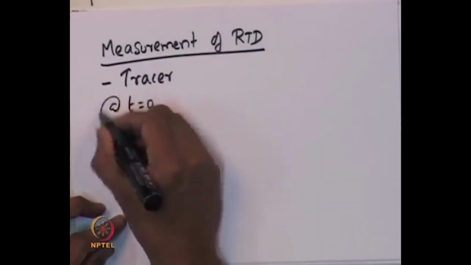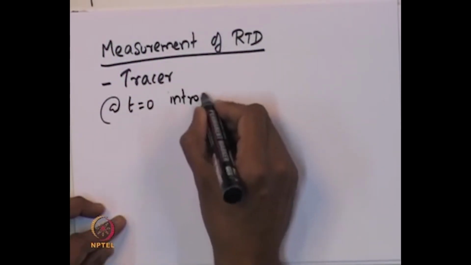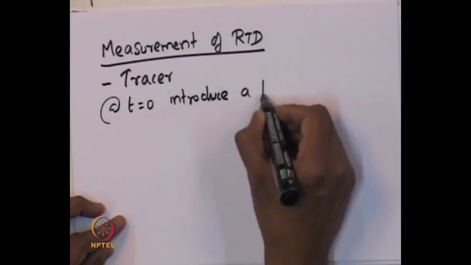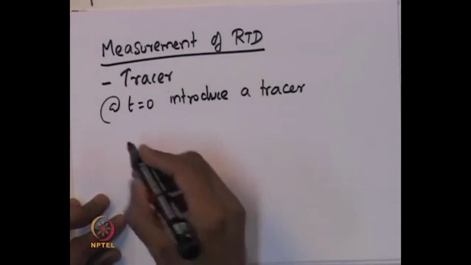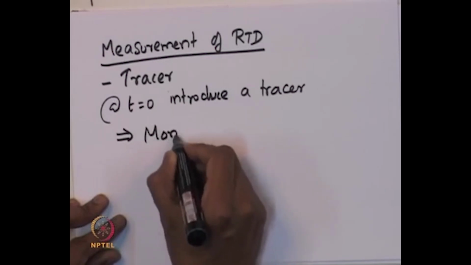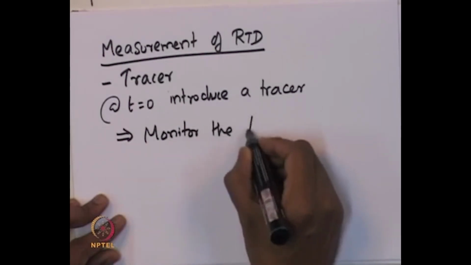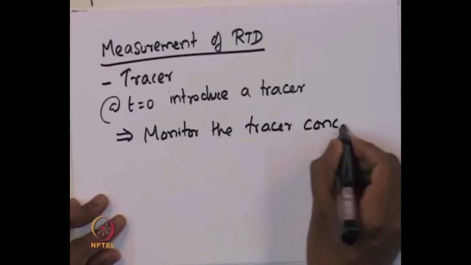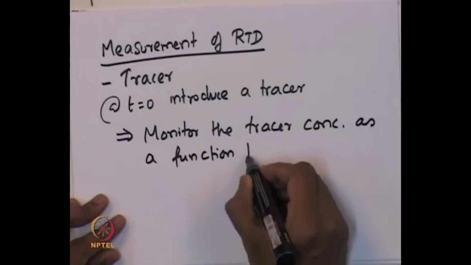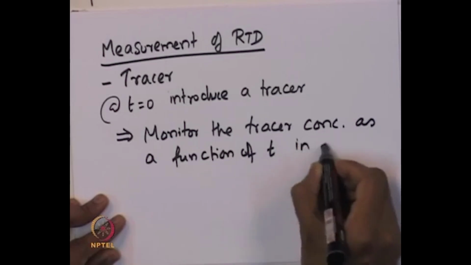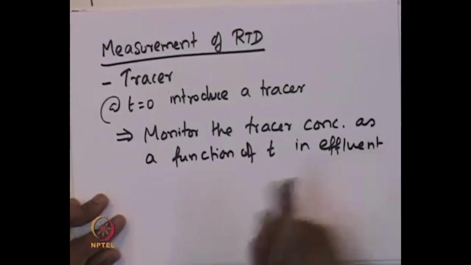So, what is done is, at time t equal to 0, a tracer chemical is introduced, and then we monitor the tracer concentration as a function of time in the effluent. One can measure the tracer concentration, as the tracer is going to flow along with the fluid.